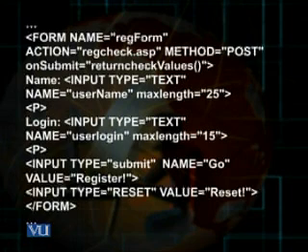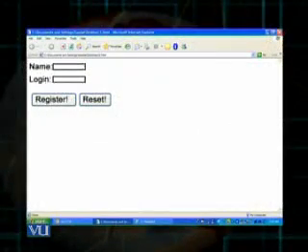Then a reset button, and then I close the form tag. So there will be two text boxes created, one the name text box, the second login, and then two buttons, one a submit type button having the label register, and second the reset button. After entering the name and login name values, when the user clicks on the register button, the information will be passed on to the file regcheck.asp, which is an ASP code.